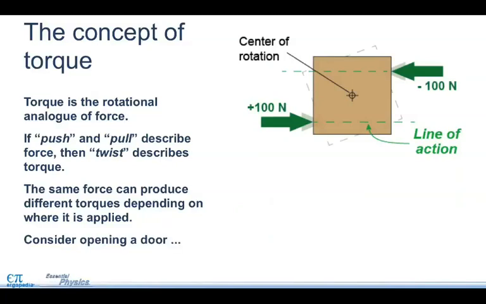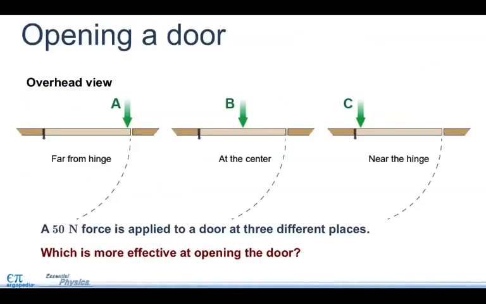Let's consider opening a door. Notice the hinge on the left of each door. For each door there's a force applied to it, forces A, B, and C, and they are all 50 newtons. The question is, which is more effective at opening the door, A, B, or C? Pause playback to consider your answer.